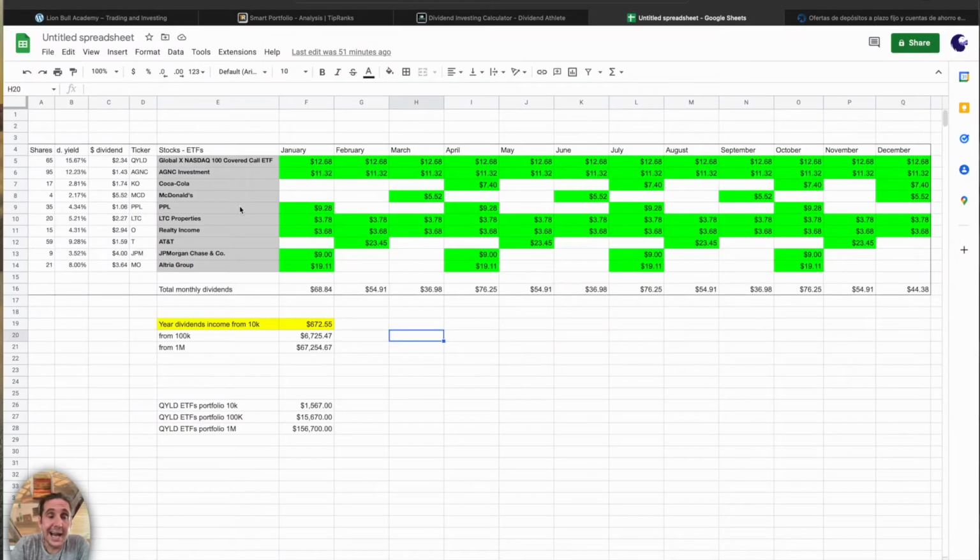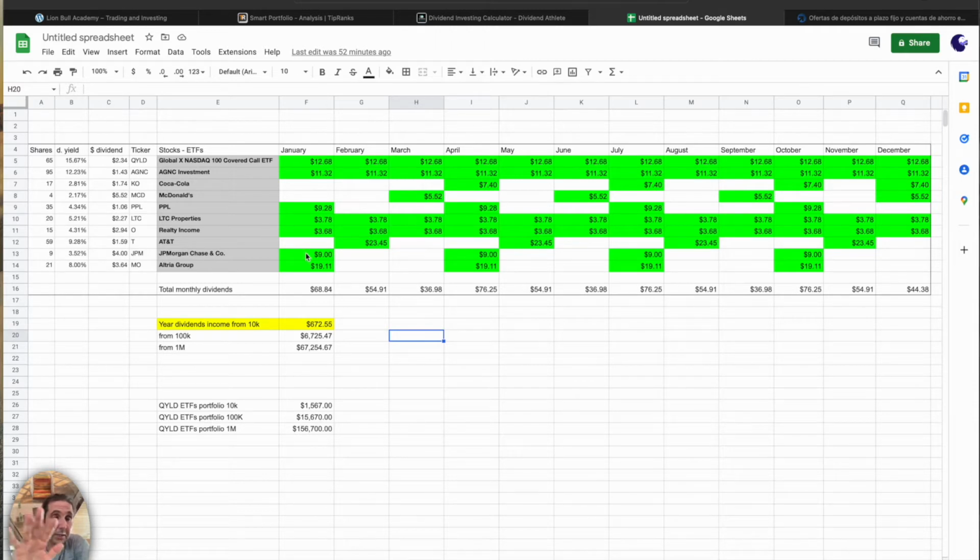Okay, here I made the calendar of how much dividends will be given to us each month and in the complete year. In each stock we put exactly $1,000. We have 10 stocks, $1,000 in each one, in total $10,000. In January we will get from QYLD, AGNC, LTC and O, which pay every month, but the rest in specific months. So in total, from QYLD, AGNC, PPL, LTC, O, JP Morgan, and Altria Group, we will get $68.84 in the month of January.